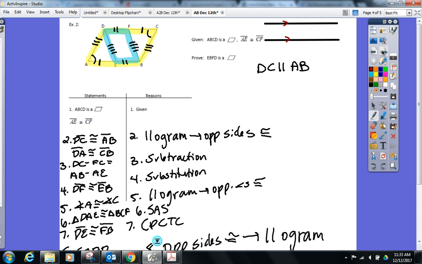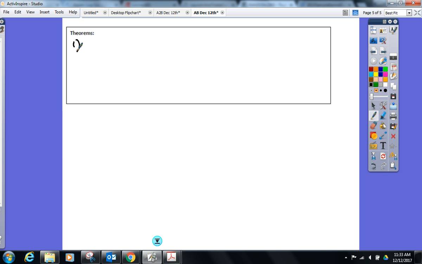Okay, here we go. Here's that theorem. If you want to use it, if the whole line segments are parallel and you want to say the parts are parallel, parts of parallel lines are parallel. Okay? So if you know two line segments are parallel and you want to say the parts are parallel, that's one I use.